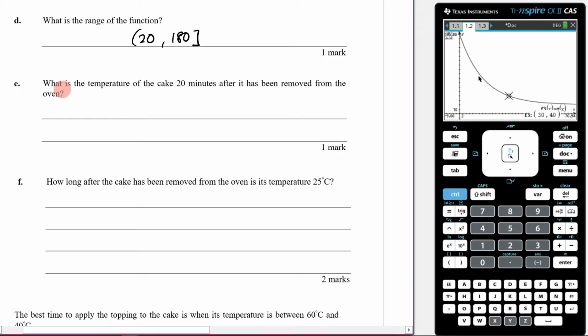Okay. Oh, sorry about that. I've got a COVID cough.